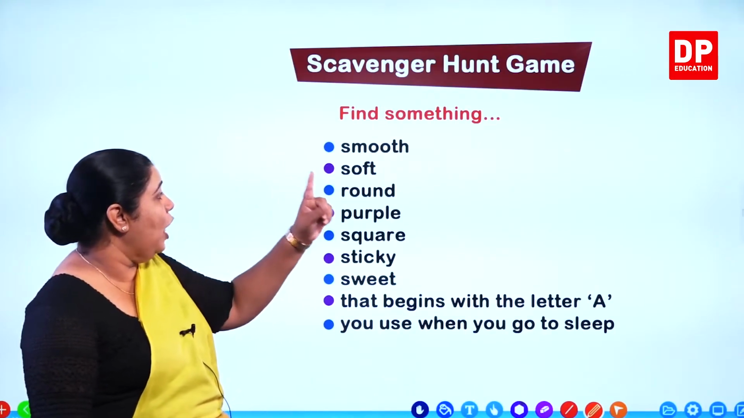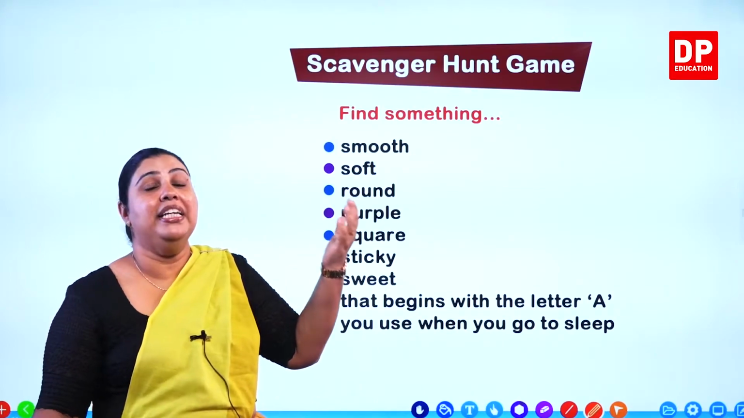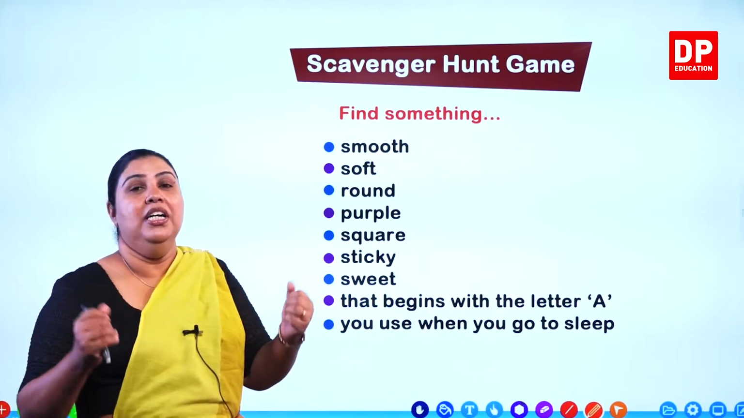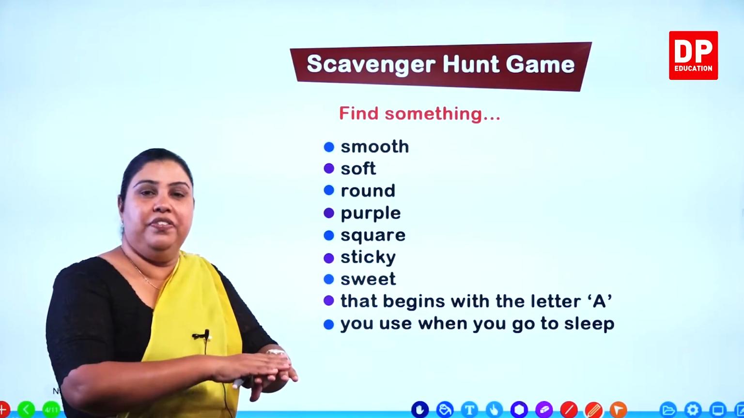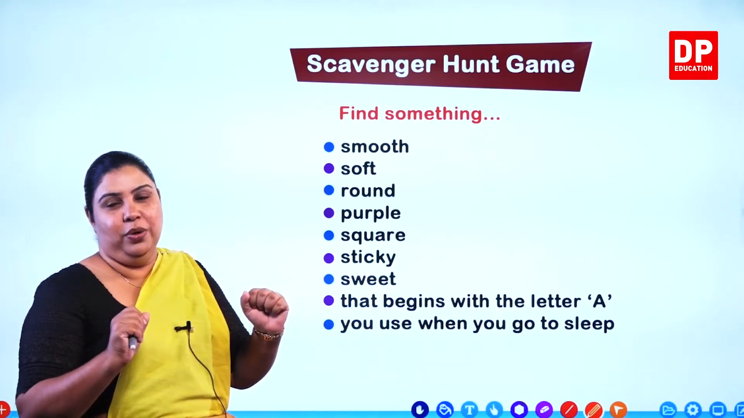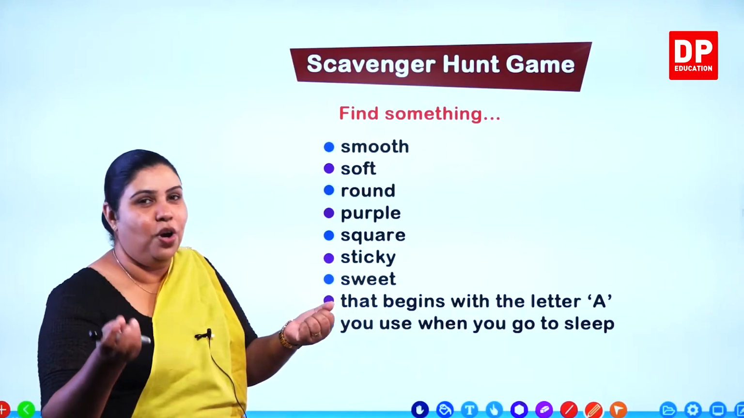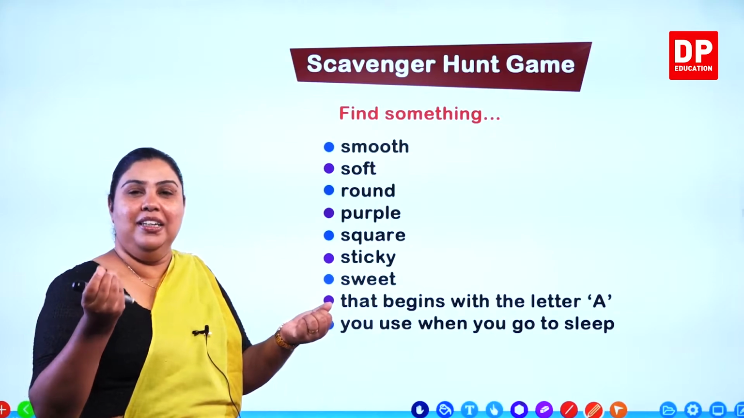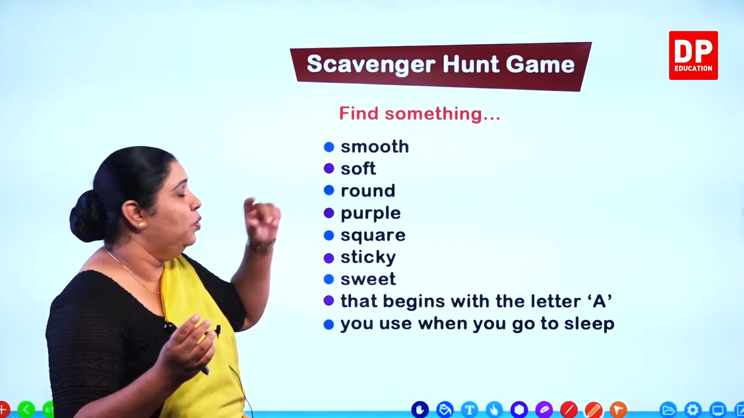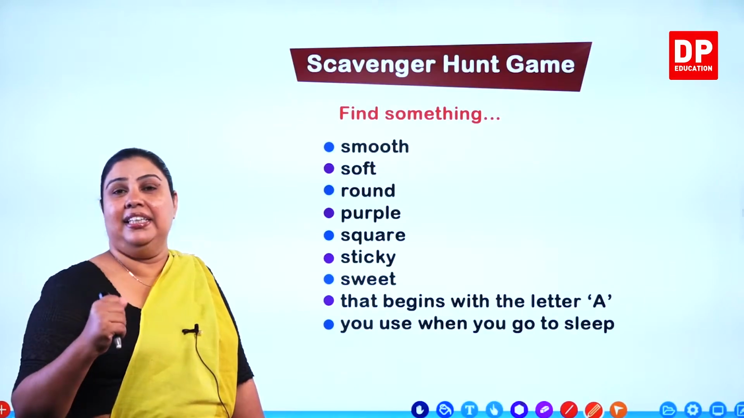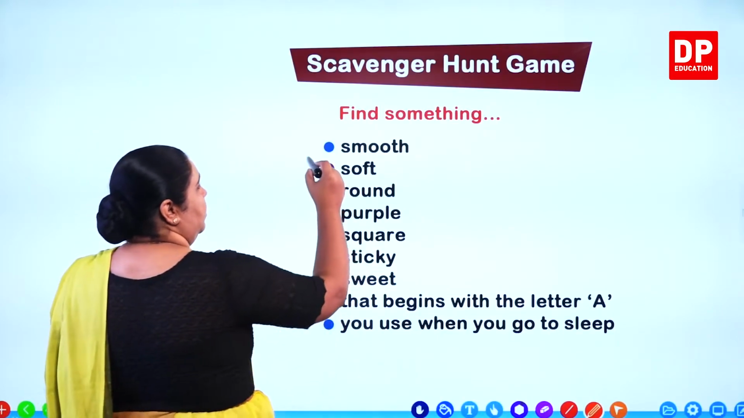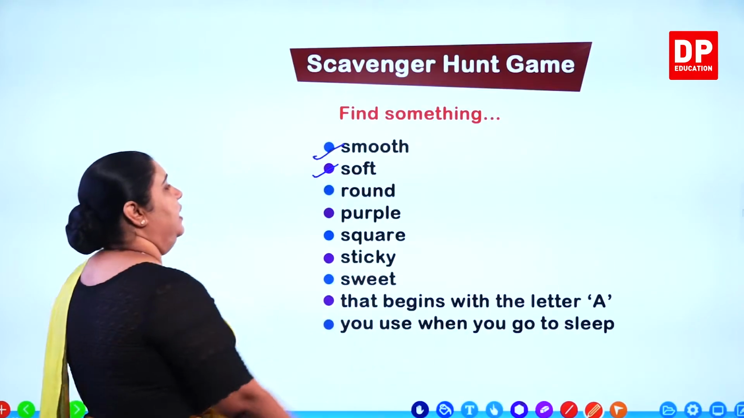Then find something soft. Find something soft, not heavy. Right? Here, when we say soft, we can take soft toys too. Something very light, something very soft, smooth when you touch. Both these words have a similar meaning. Something smooth and something soft. Maybe you can bring a piece of cotton which is very soft. And maybe you can bring a silk cloth that is something very smooth and soft. It is not rough. Now if you find something smooth, you can tick. If you find something soft, you can tick.